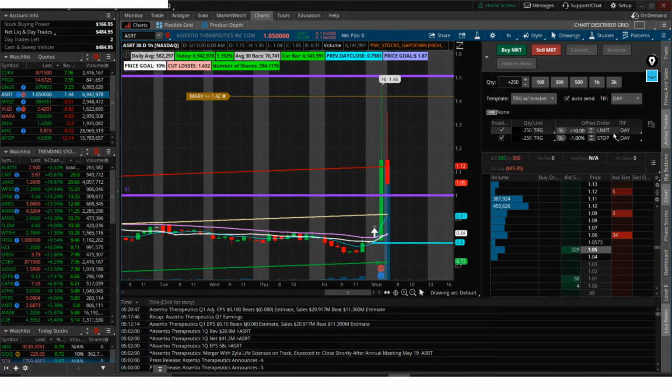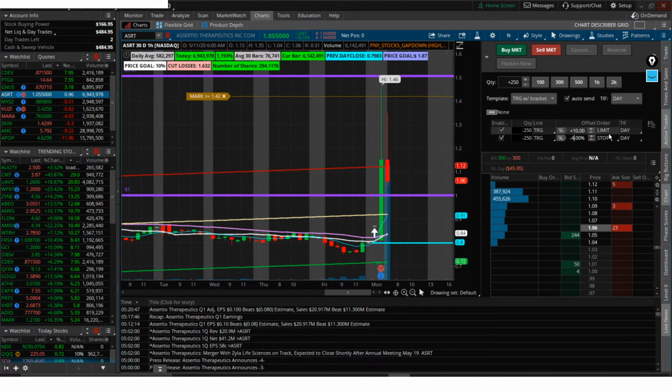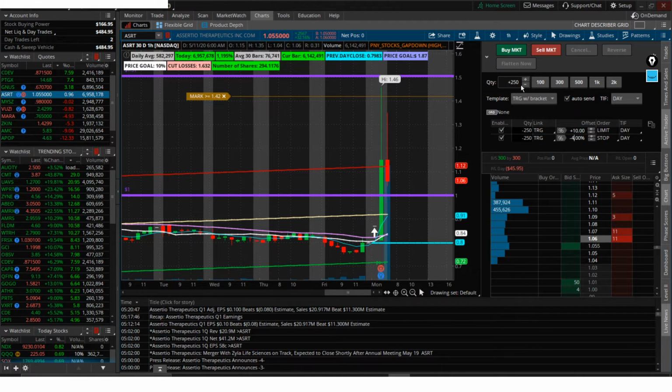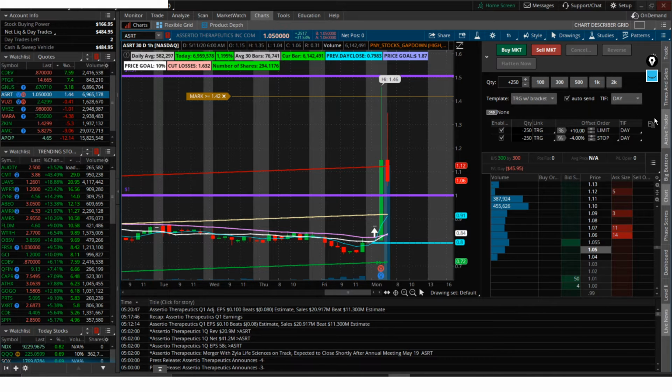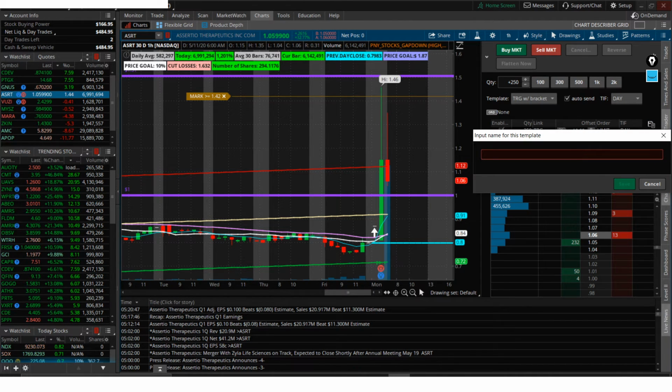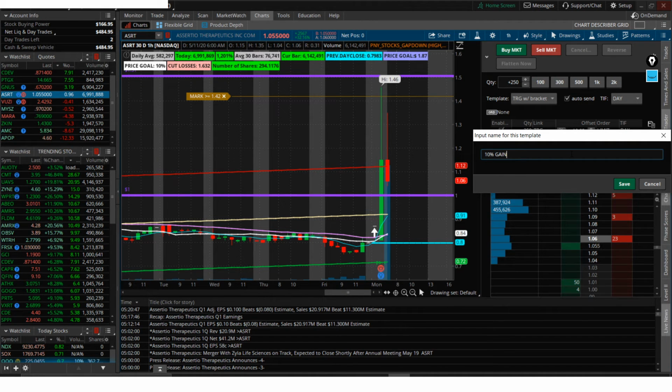And then you want to cut your losses. For me it's 4%, so I'm gonna say 4% right there. The quantity just depends on how many shares you are trying to buy, so this is always going to change. This is the way you set up the trigger with bracket. Then you click right here, save custom template, and I'm gonna say 10% gain dash 4% loss.